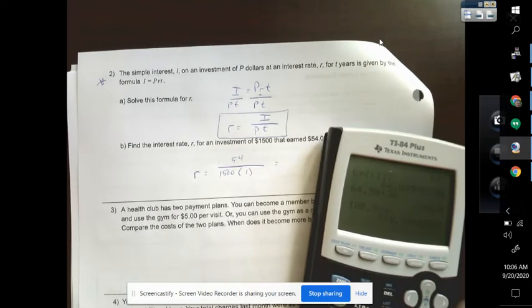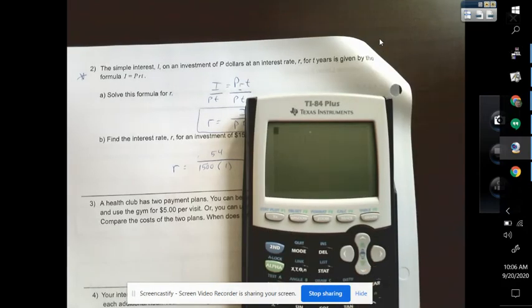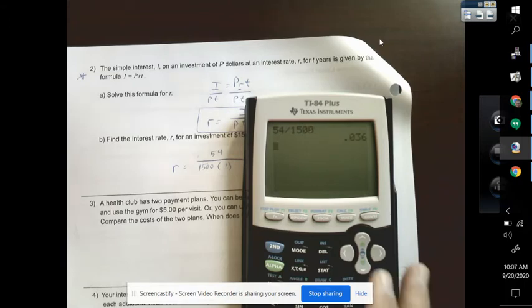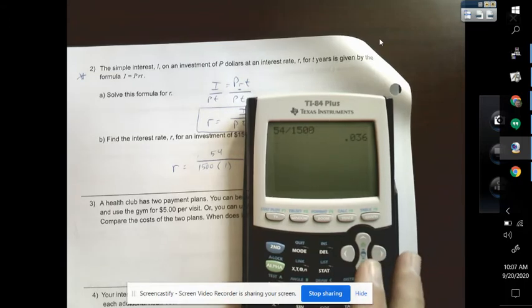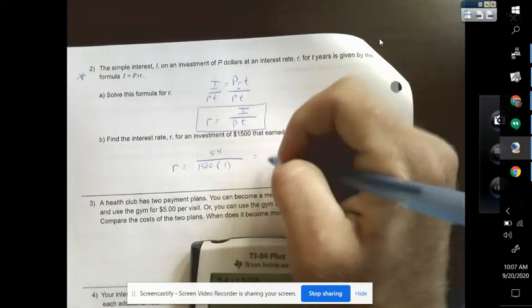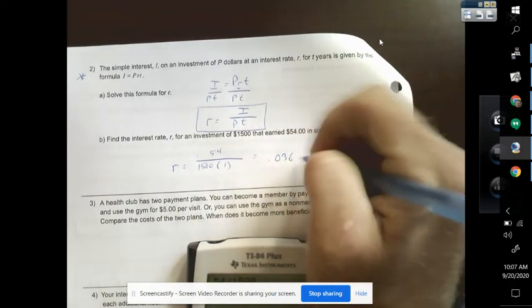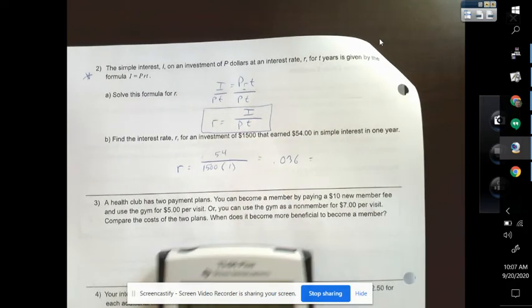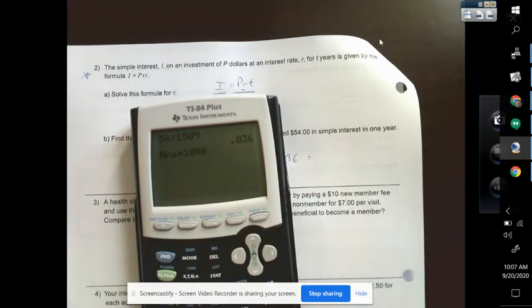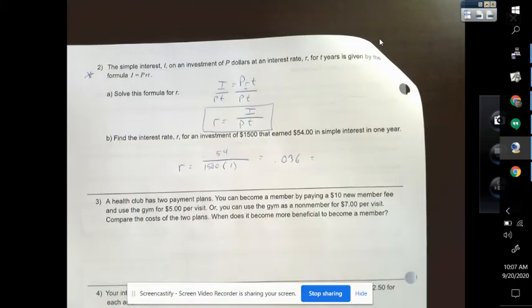Okay, so if I take a look, I've got 54 divided by 1,500, 0.036. Now, okay, we want the interest rate, 0.036. If you want to give that a percentage, you can multiply that by 100, 3.6%.